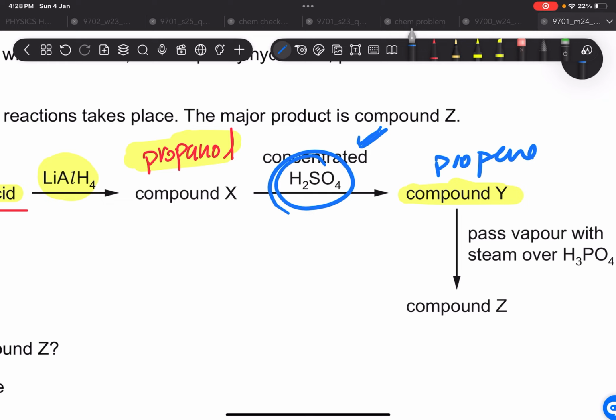It's a very strong dehydrating agent. So we're basically taking out water, and when you're taking out water out of the alcohol, what's gonna happen? It's gonna form an alkene. So look, this is your propanol.